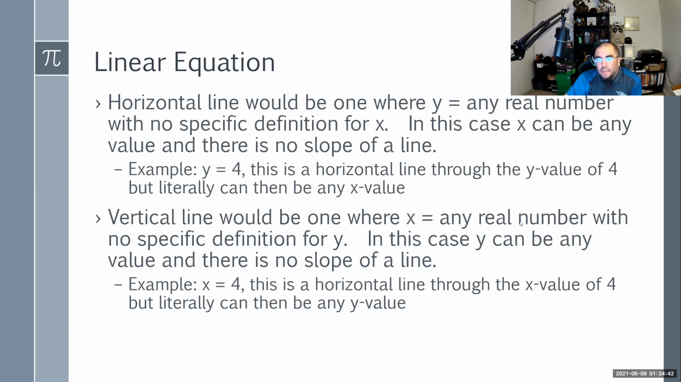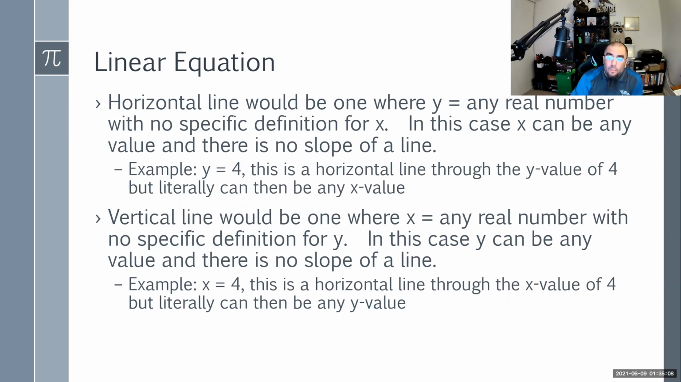So a horizontal line would be where y equals any real number with no specific definition for x. In this case, x can be any value and there's no slope of a line. So if we say y equals 4, this is a horizontal line through the y value of 4 and can literally have any x value. So it could be x equals 1, x equals 2, x equals 3, x equals negative 50, right? As long as that y value stays at 4.